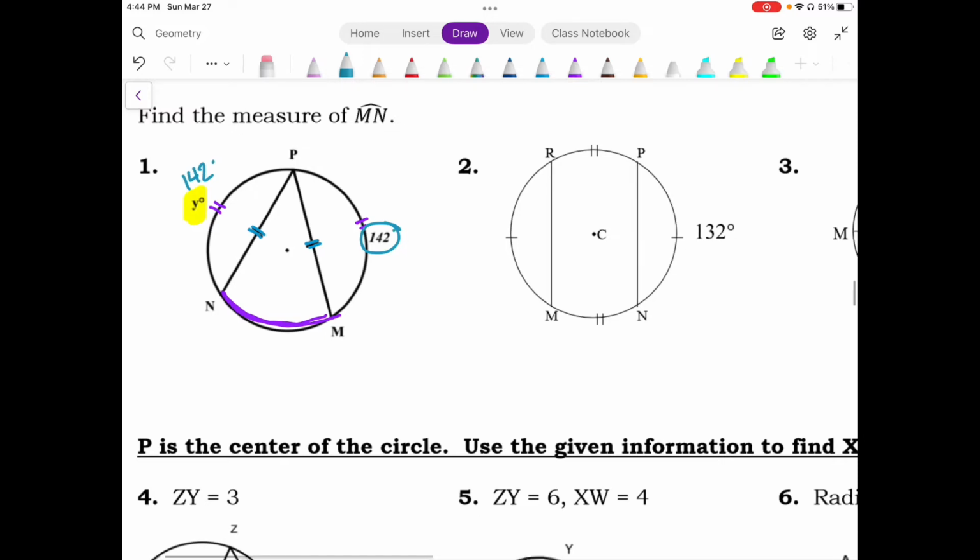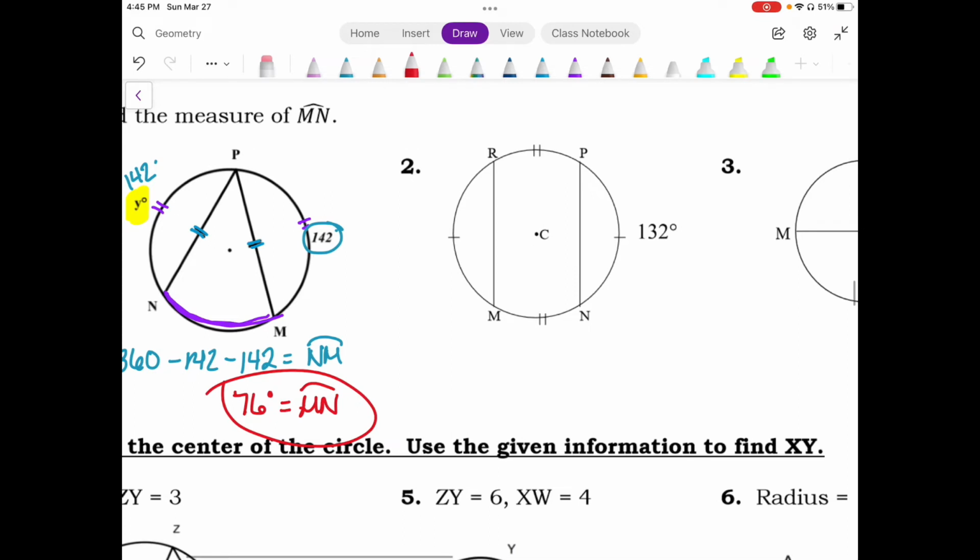And a circle has 360 degrees. So if I go 360 minus 142 minus 142, I should get the remaining arc, which is MN. When I do that math in my calculator, I get 76 degrees is equal to MN.